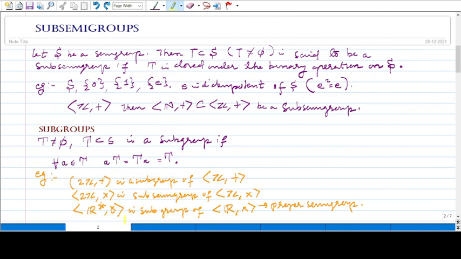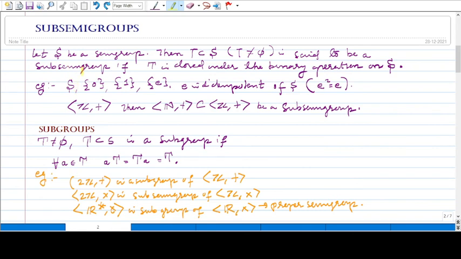Now we are going to define what is called a subsemigroup. A subsemigroup is a subset T of S, which is non-empty, and it is said to be a subsemigroup if T is closed under the binary operation. We don't want anything else. It's just closed under the binary operation, and associativity will definitely follow.